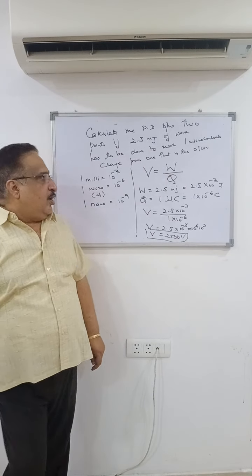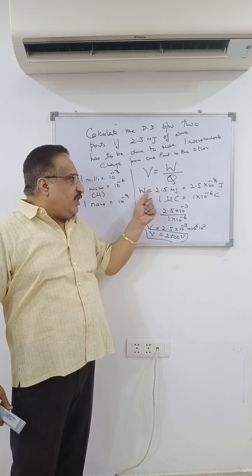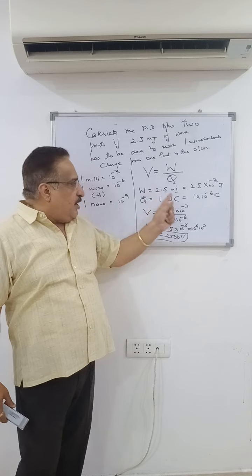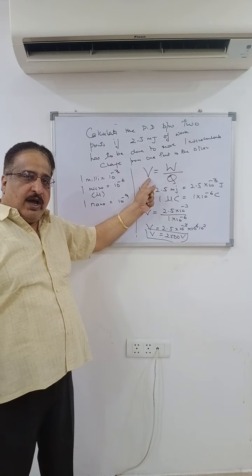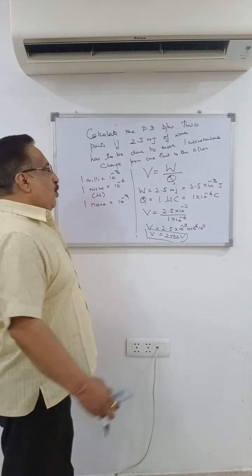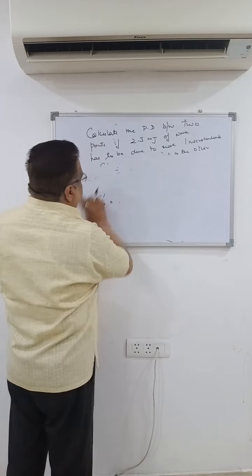Do you understand? When you want to solve a numerical in your board exams, write the values, convert into required SI units, then put these values in the formula, then calculate the things. Is that clear? Now, moving on to the numerical number 2.